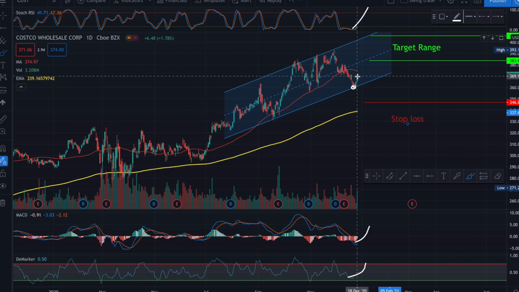So where you should get in: we got in at that dip. If the stock does a pullback right at this channel, you can still get in at this point and ride the wave back to the target. So I'll start taking profits on the way.